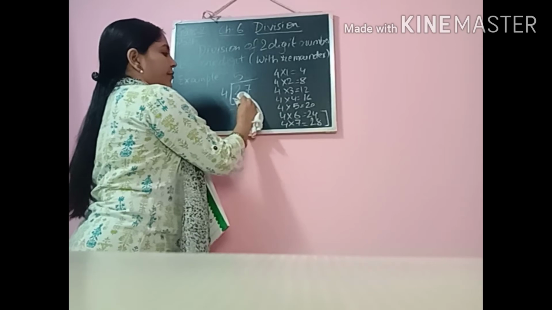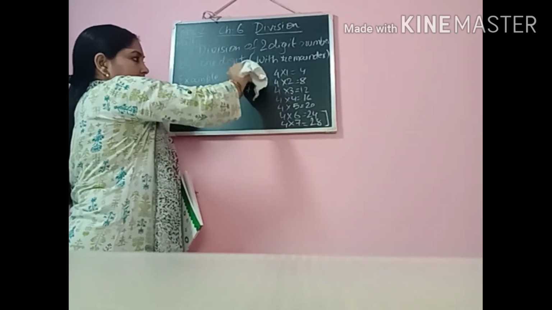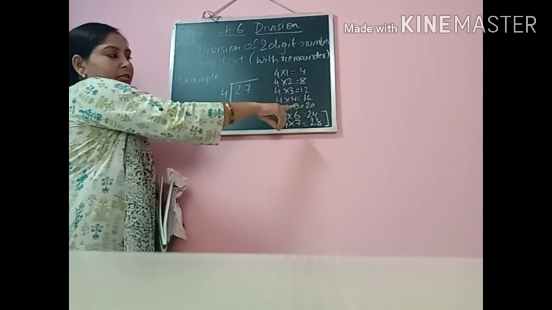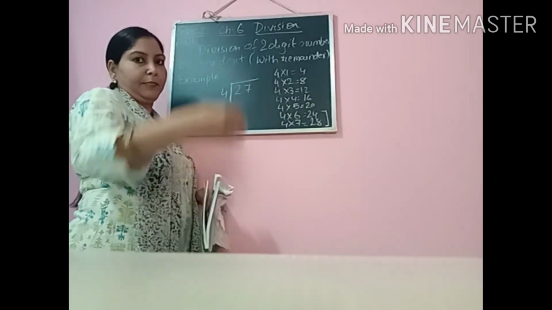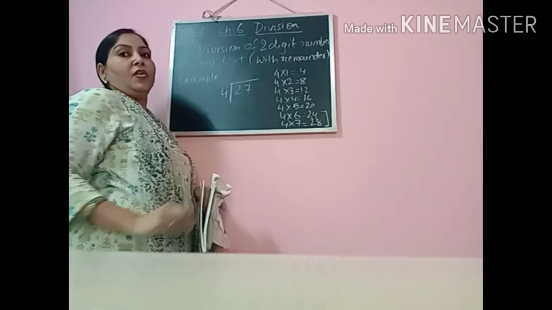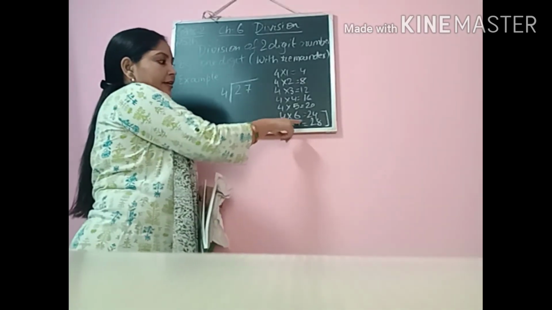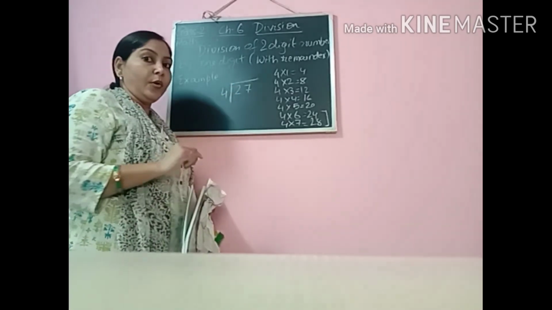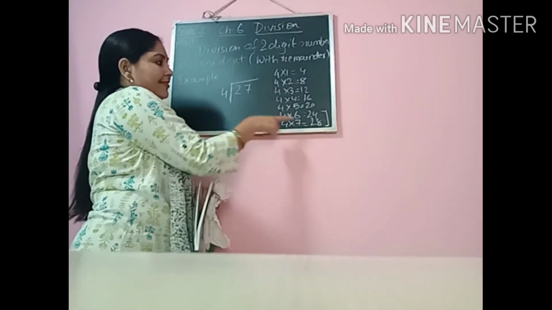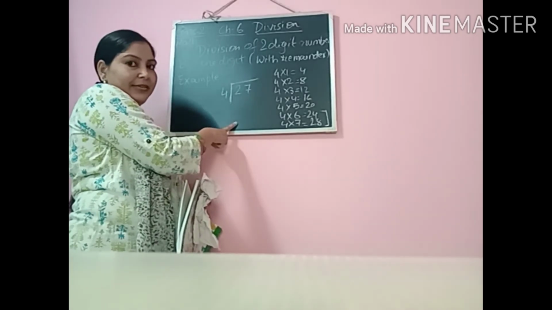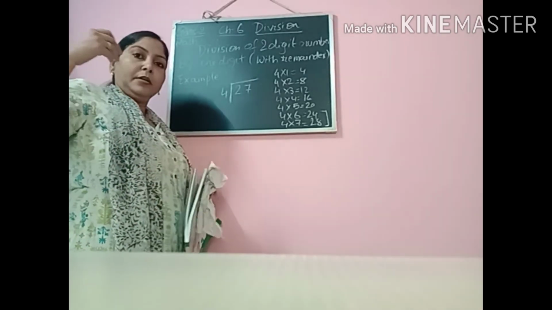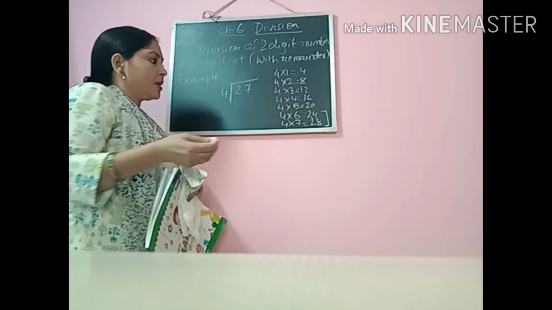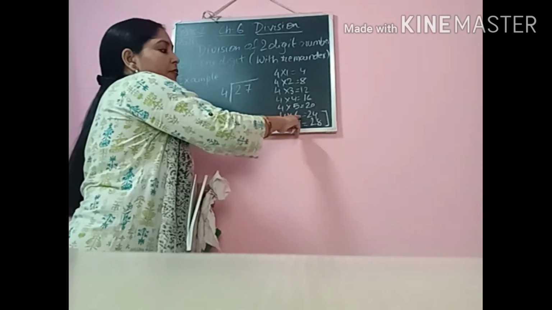So we cannot take 5 times. I hope you have got the point why we cannot take 5 times. And if we take 4 times, the remainder will become much bigger than 4. So what we have to do here is we will take 4 6s, and 4 7s we can't take. Why? Because 4 7s is bigger than 27, and we cannot subtract a bigger number from a smaller number, isn't it? So we have to take 4 6s.